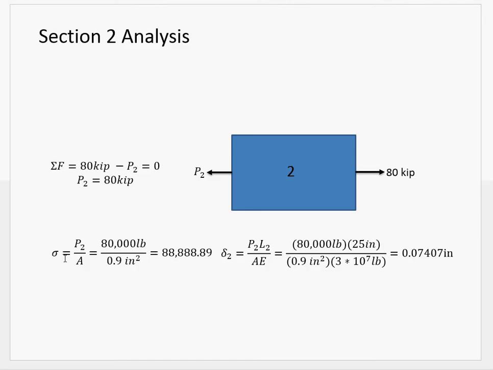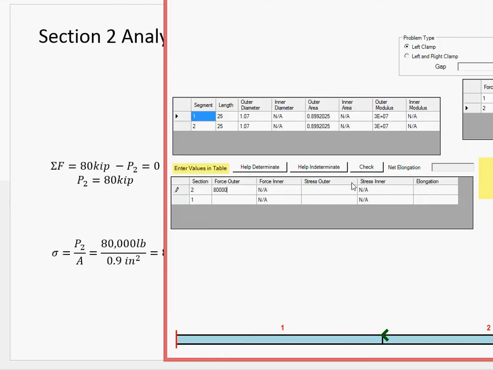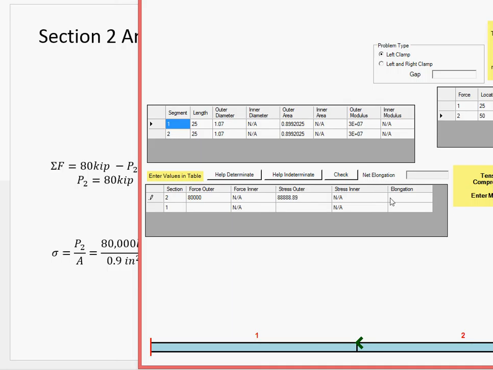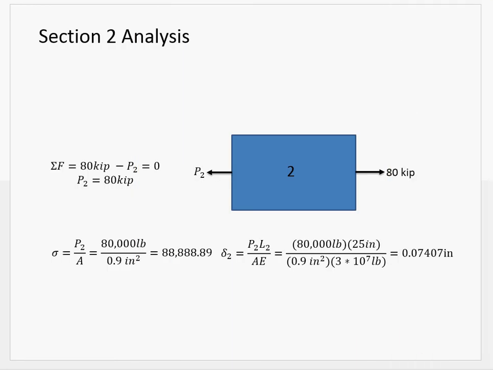Stress, P over A, comes out to this, 88,000, so 0.89. The elongation, PL over AE, 0.07407.